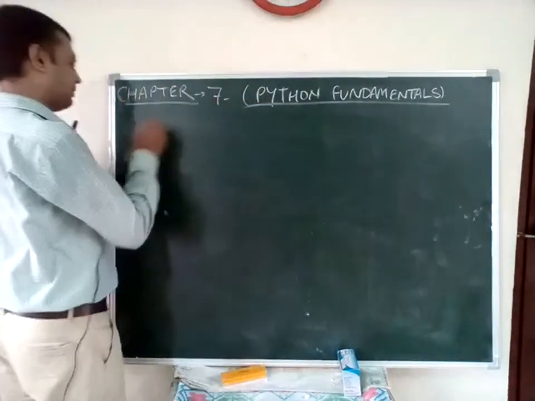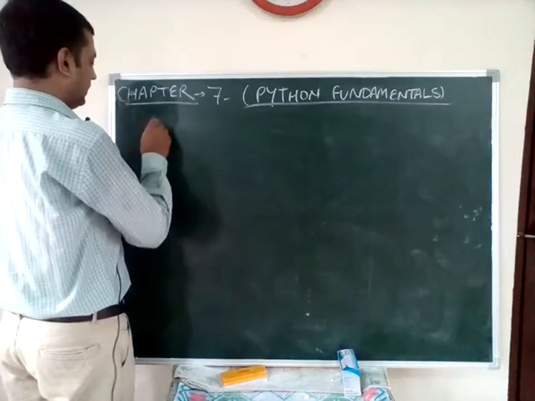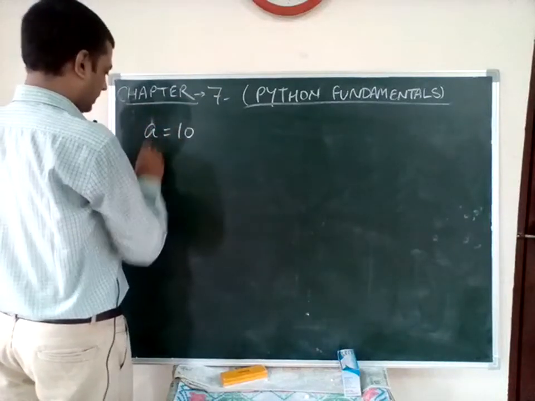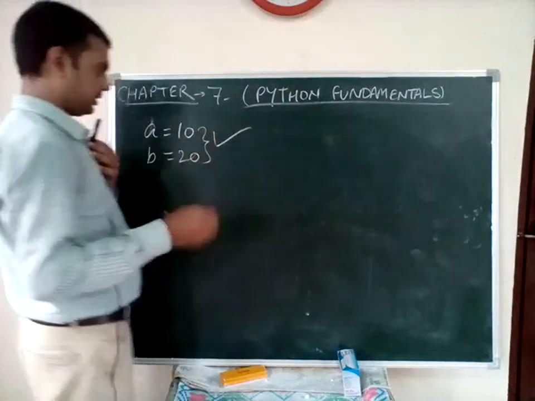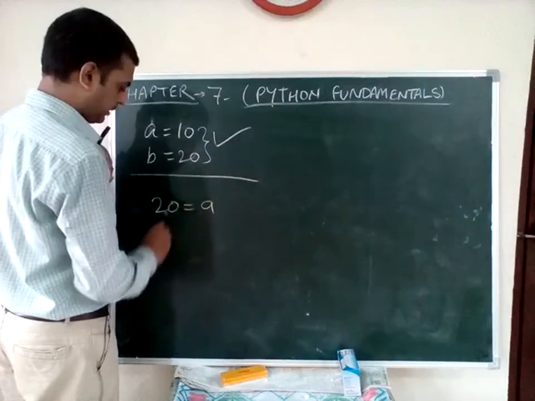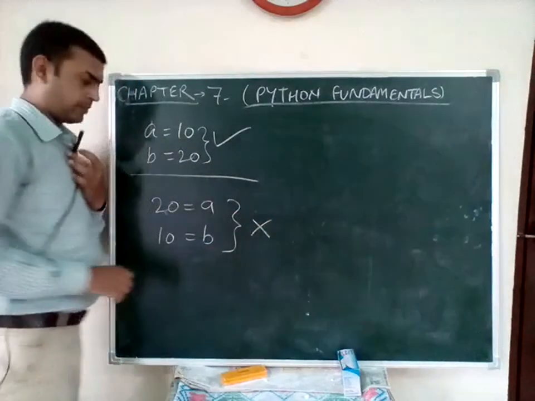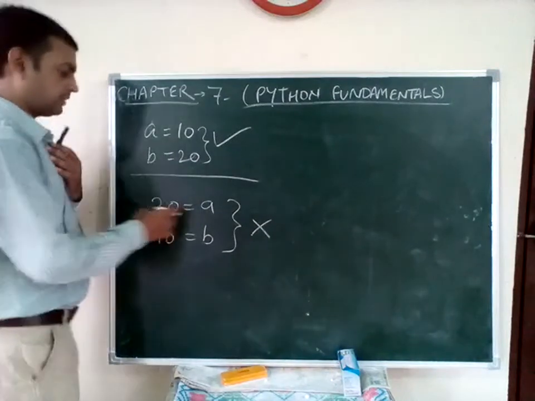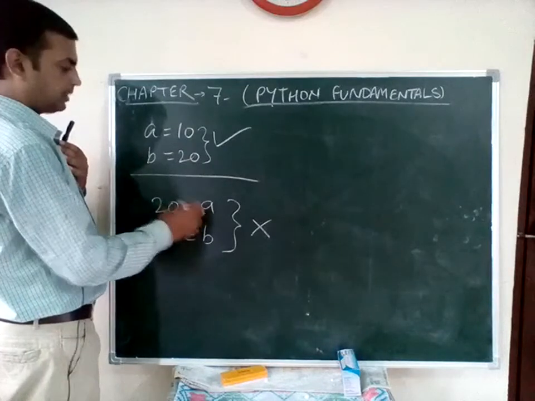Now the next is, if you are swapping a number, so very easy, or declaring a variable. If you are writing a is equal to 10, this is correct, but if you are writing 20 is equal to a and 10 is equal to b, this is wrong. Why is this? Because variables must be on the left hand side, and here you have written the number on the left hand side and the variable on the right hand side.